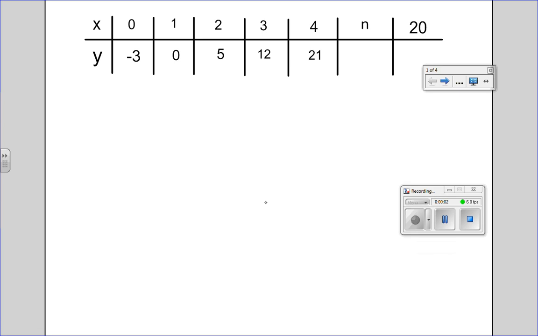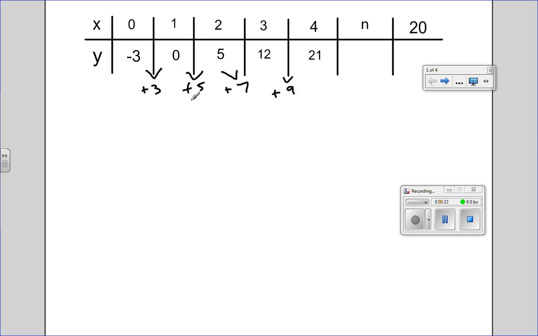Hello, in this video we'll be looking at writing equations when we have a quadratic pattern. In the previous video we looked at linear patterns and those were pretty straightforward. But in the quadratic patterns you'll notice when you do your delta y's that they are not the same. Their second difference is the same but their first difference is not.